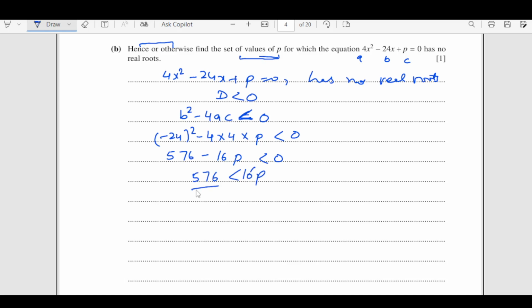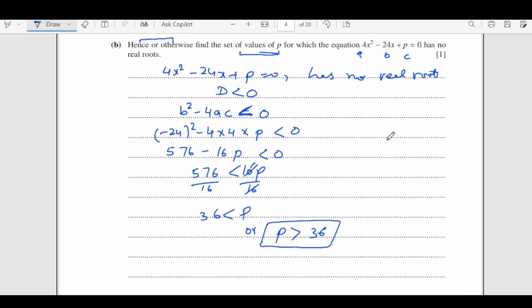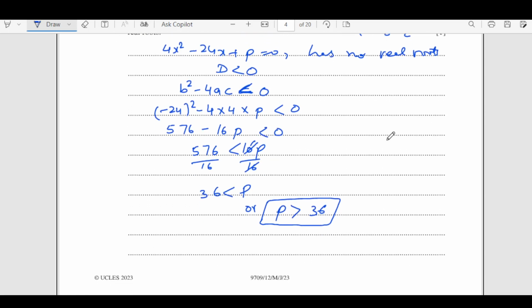So divide by 16, divide by 16. 576 divided by 16 is 36, so 36 is less than p, or we can say p is greater than 36. So this is our final answer. This is the set of values. All the values which are greater than 36 will satisfy this, so that there is no real root for that.